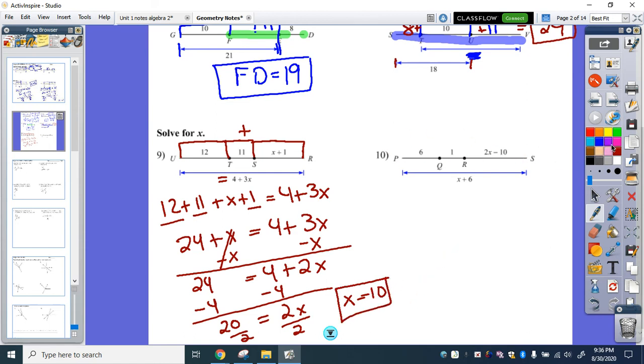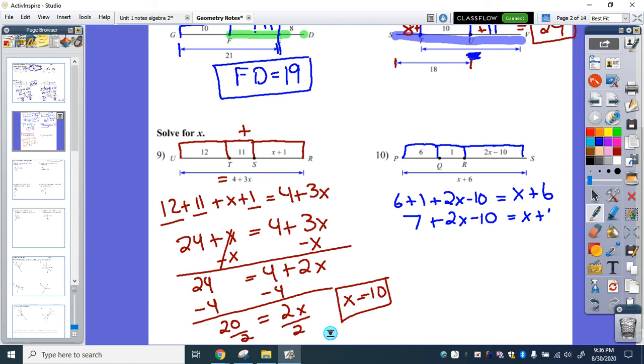Last problem, let's change colors so we don't run into each other. Add them all up on the top. So 6 plus 1 plus 2x minus 10 equals, what's on the bottom? x plus 6. Let's combine some like terms. So 6 plus 1 would get me 7 plus 2x minus 10 equals x plus 6.